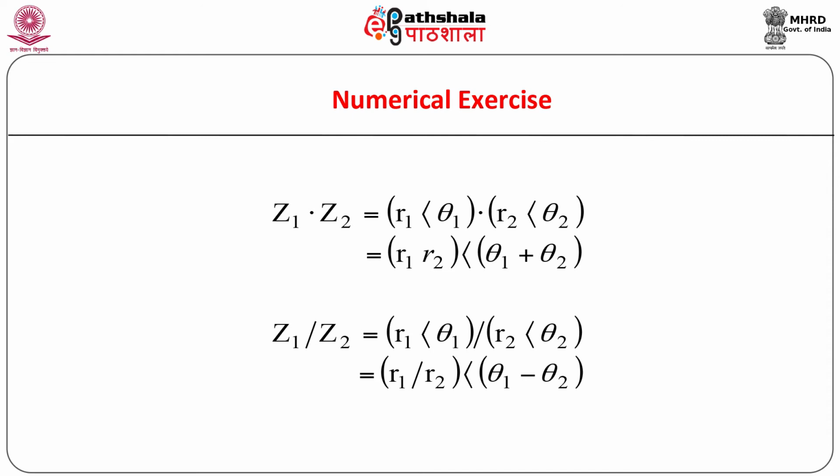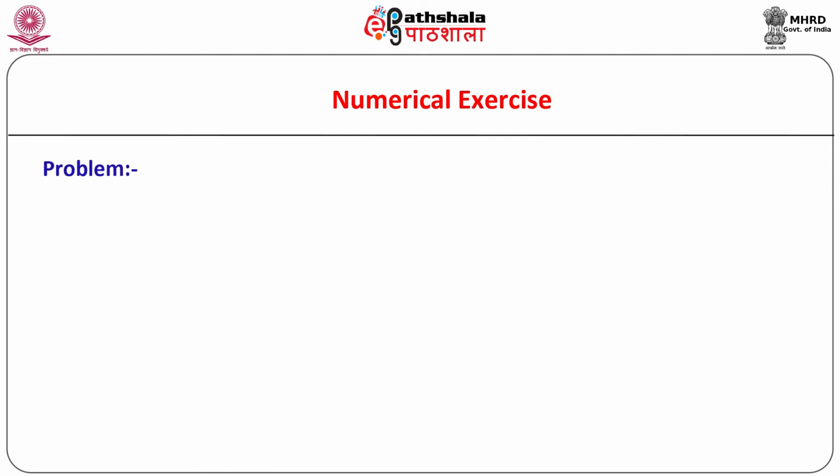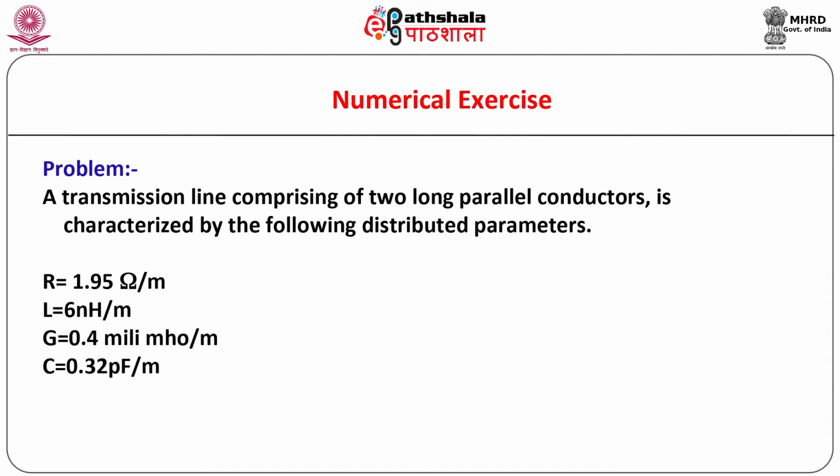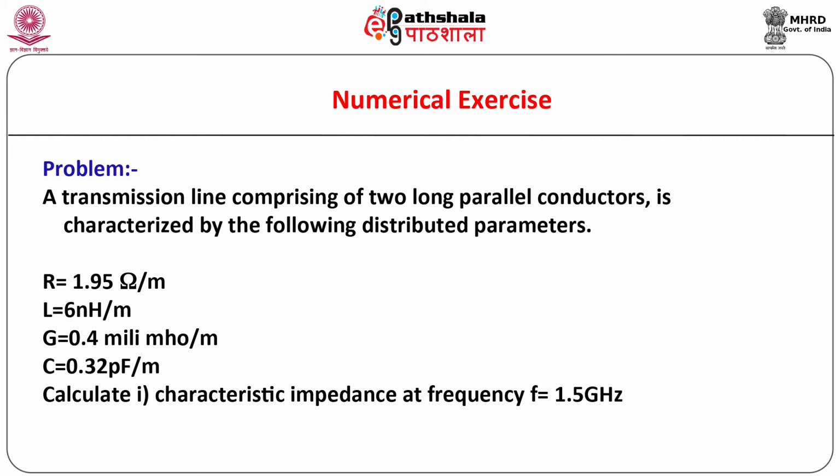With this much background, let us see a small problem in transmission lines which needs the use of the above mentioned formulae. The problem reads like this: a transmission line comprising two long parallel conductors is characterized by the following distributed parameters R, L, G and C as shown. Calculate the characteristic impedance Z0 at frequency f = 1.5 gigahertz.